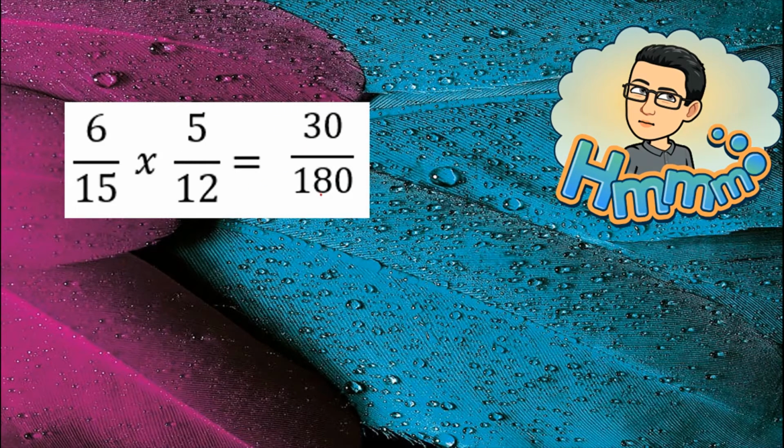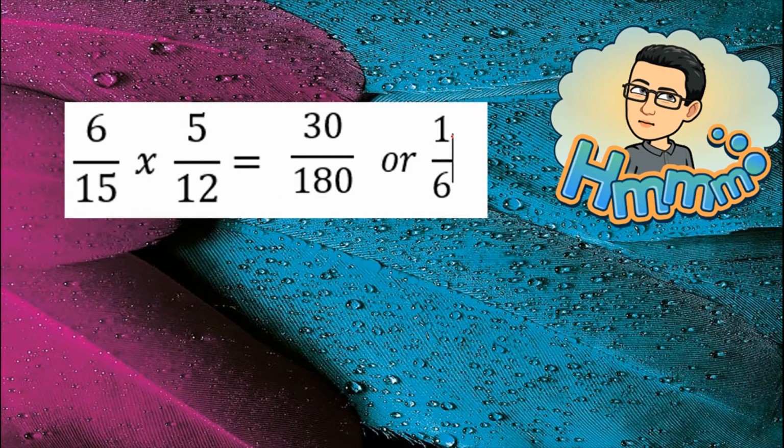So how about this one? This is just multiplying a simple fraction. Top times top, 6 times 5, bottom times bottom. So 30 over 180, simplify 30 and 180. The answer is 1 over 6. I just divide this by 30. I also divide 180 by 30. That's why we have here 6.